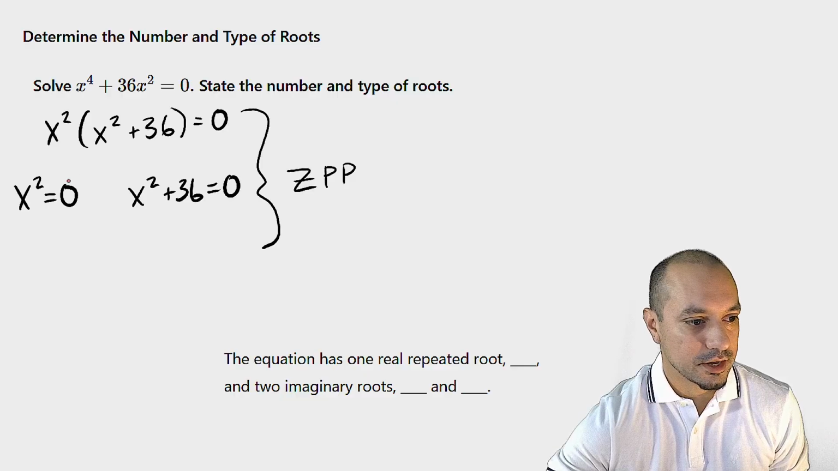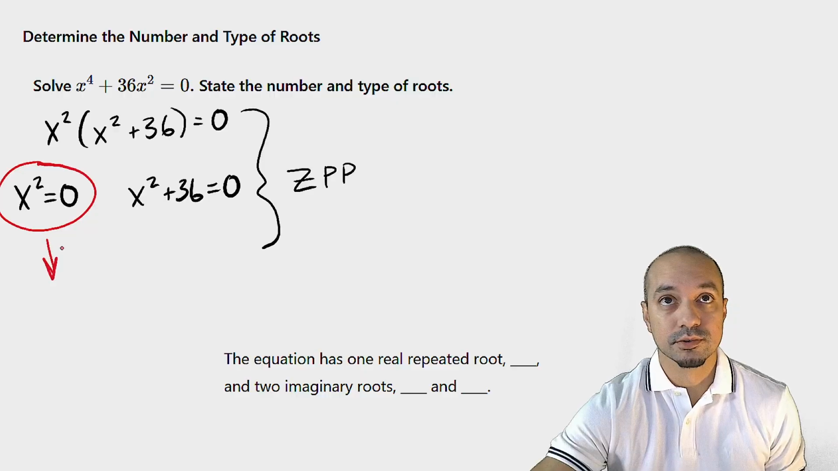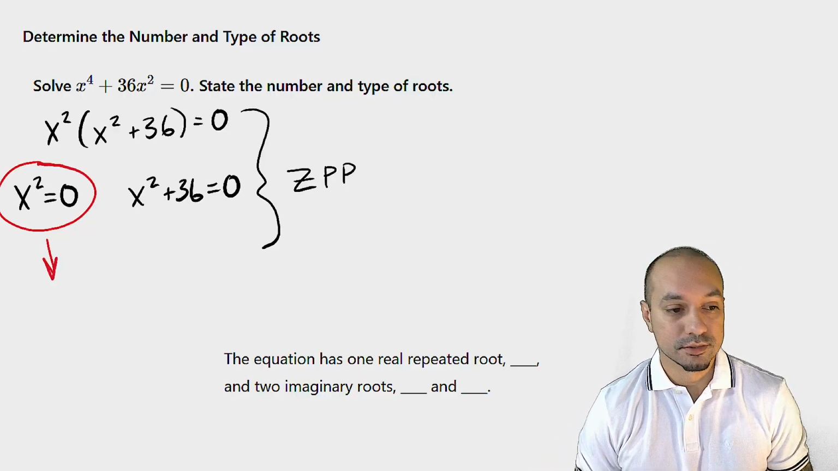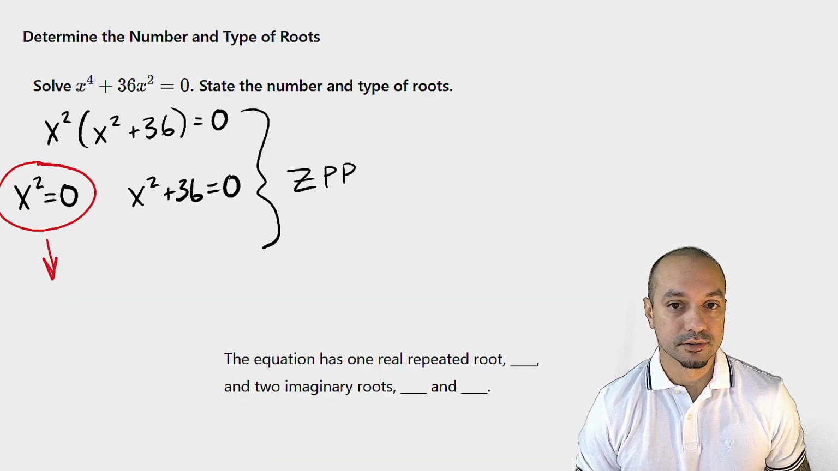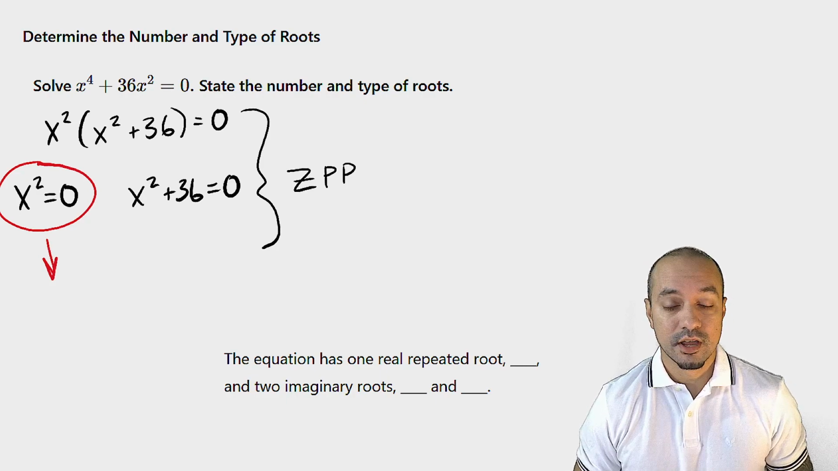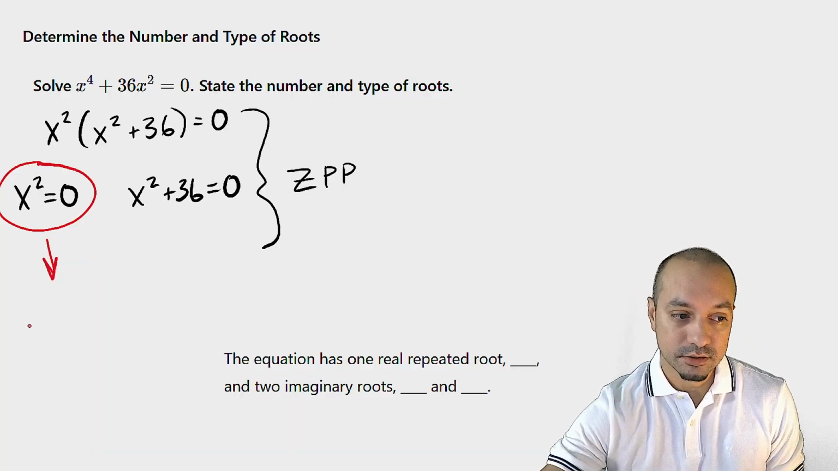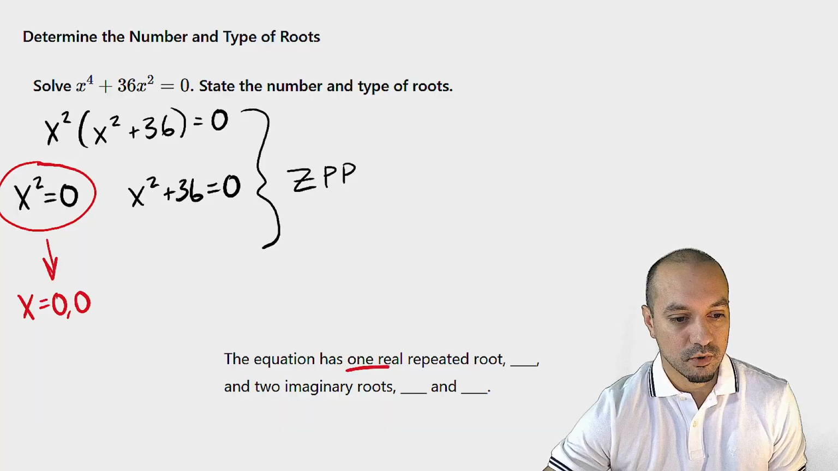Now, if I break this red down more, this is going to give me two solutions. The degree is always going to tell you how many solutions you're going to have. It just depends if they're real solutions or complex, but it's always going to tell you. So, for example, here in red, I have x squared. I know that that's going to give me two. In this case, it's a repeated solution. This gives me x equals 0 twice. So that is my one real repeated root.